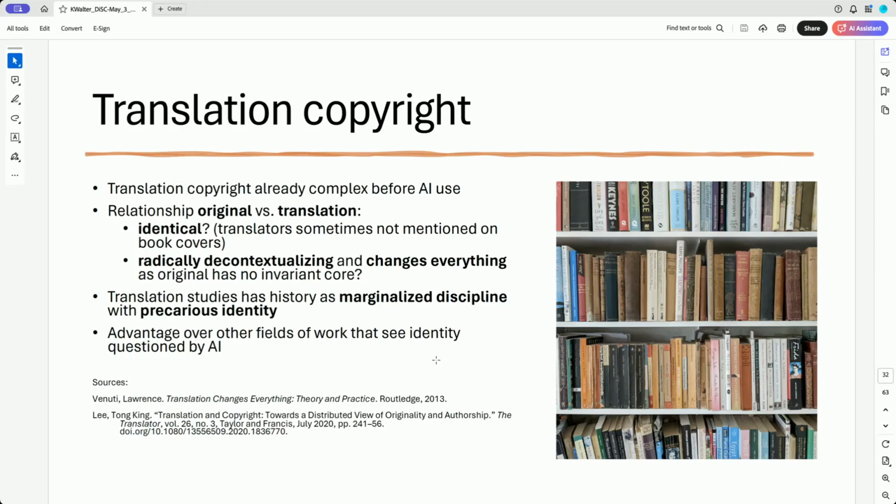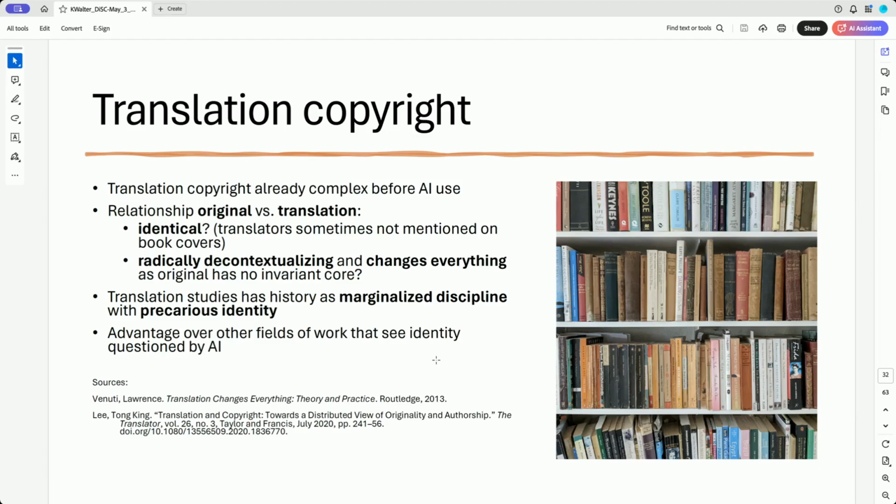The oversimplified assumption that is sometimes made is that a translation and an original text can be identical. This, historically, has often resulted in translators of big literary texts not even being mentioned on the book covers of the books that they have translated. There is, on the other end of the spectrum, an academically informed position, mostly, but not exclusively promoted by Lawrence Venuti, that translation is so radically decontextualizing that it changes everything about an original text, because an original text has no invariant core, and everything is up for interpretation.